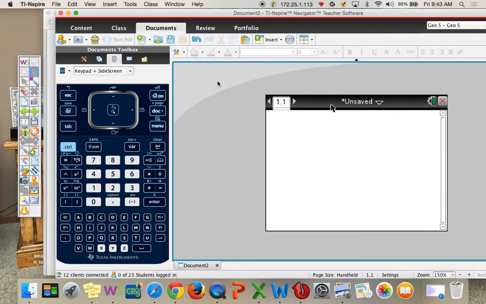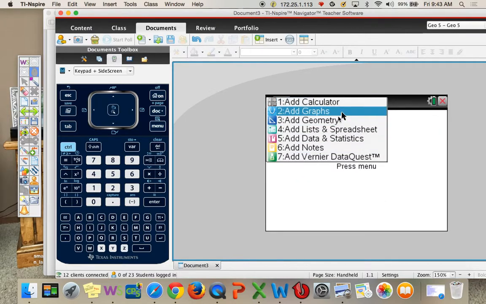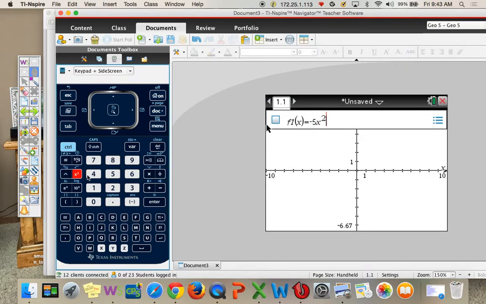Let's type in our function. Whoops, I want the graph page, not the calculator page. So add a graph and type in our function. Again, it was negative 5x squared. I'll put it in standard form. And then it was plus 14x, so I changed our t's to x's. And then it was plus 4.